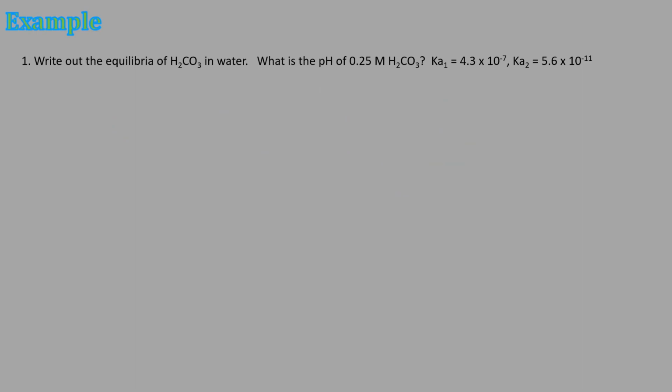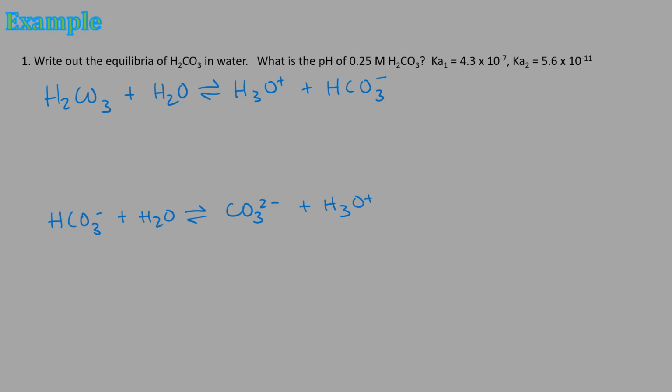In this problem, we need to write out the equilibria of H2CO3, carbonic acid, and water. The first dissociation is H2CO3 and water makes H3O plus and HCO3 minus, hydrogen carbonate. And then that hydrogen carbonate can also dissociate in water to make carbonate and hydronium. So the first one is the first Ka, the first dissociation, and the second one is the second Ka.